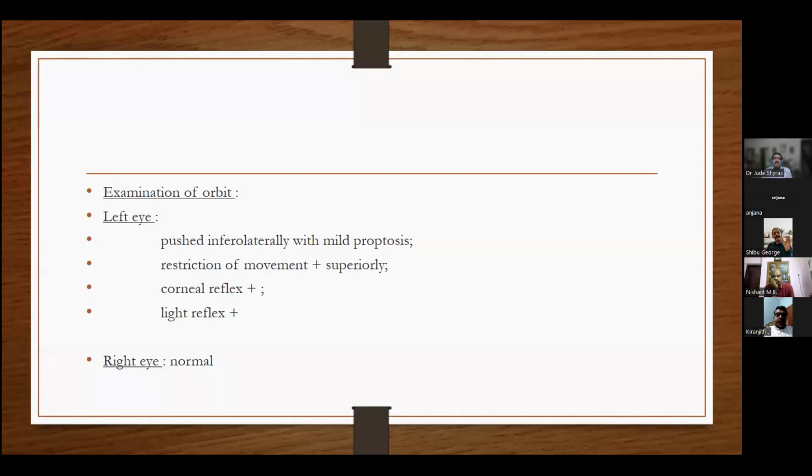What is the problem of a patient having proptosis? Exophthalmos, what is the problem? Exposure keratopathy. Very good. That's the most important thing. Right. So the left eye was being pushed infralaterally with mild proptosis. There was a restriction of movement superiorly. Corneal reflex was present and light reflex was present. Right eye was normal.